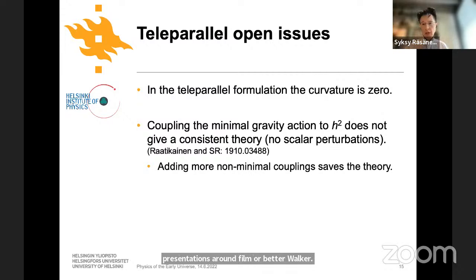But now, if you add more non-minimal couplings, so you say, okay, this doesn't work, actually I have to add a coupling to, for example, the torsion vector or to some other new terms, then I get a healthy theory. So whereas previously you could add these new terms, or you could opt not to add them, here the theory is telling you that no, you cannot go with a minimal non-minimal coupling. You also have to have something else.